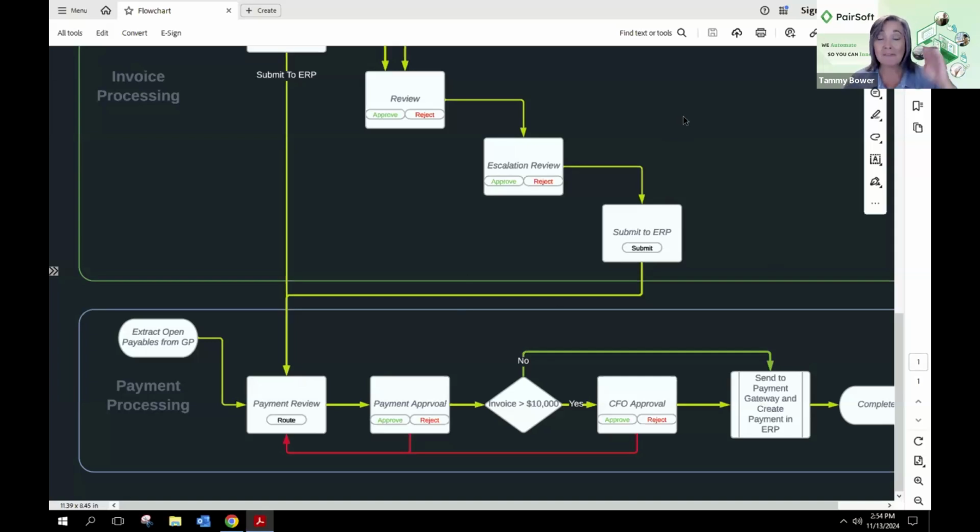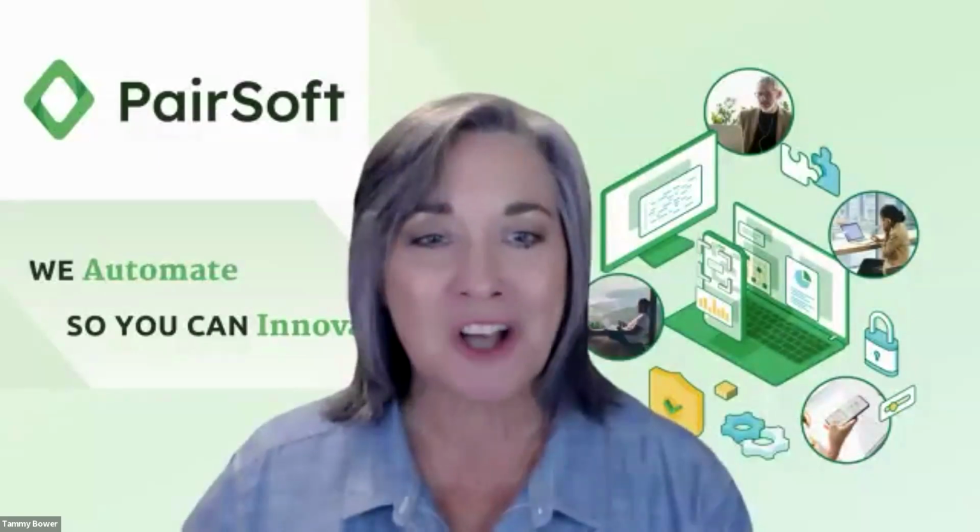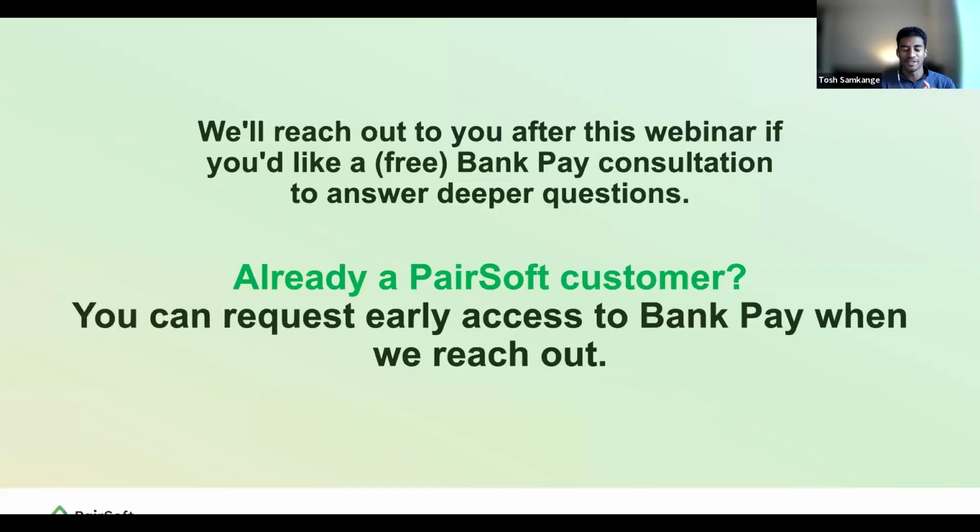So I know that was a lot of information. It's pretty high level, especially when we're talking about people who are using our system currently in different capacities, those who aren't, multiple accounting systems. But I want to stop sharing now and turn it back over to Tosh to maybe answer some questions. Perfect. Thank you, Tammy. And we do have a few questions.